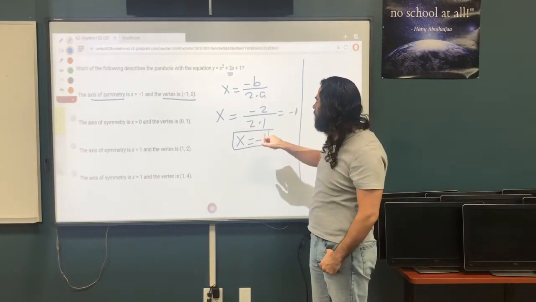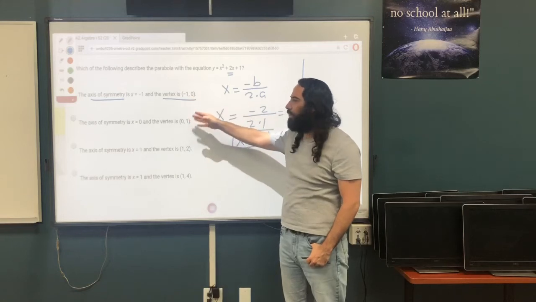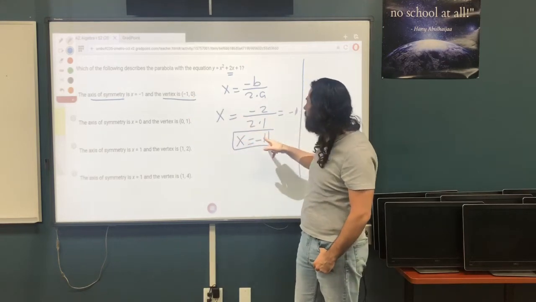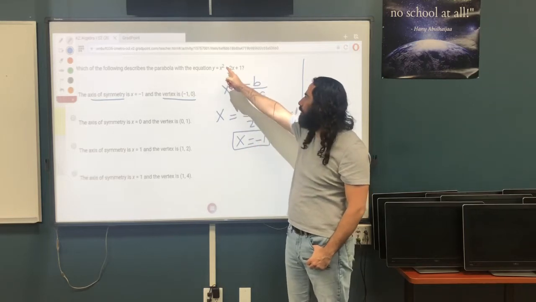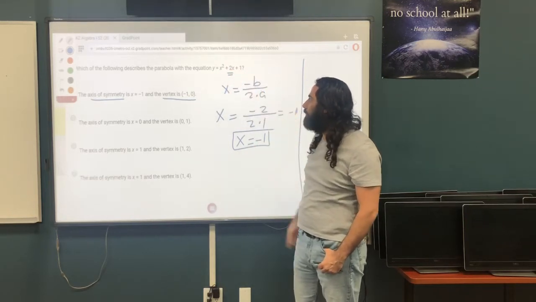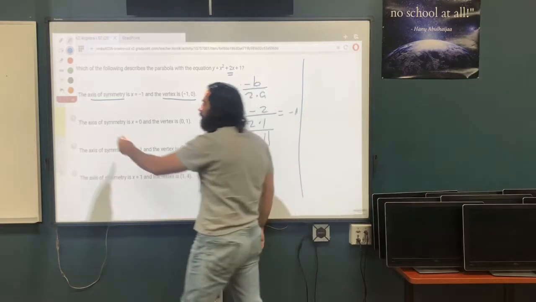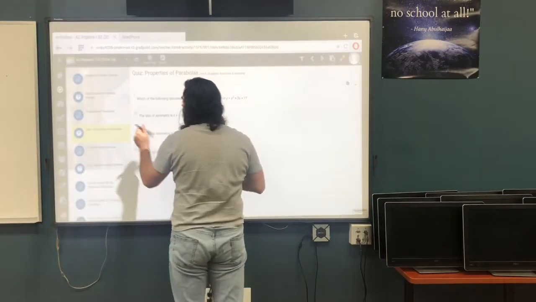All you need to do, let's say if you had two negative 1s and the y is different, all you need to do is plug it in and you'll find the y. So it's going to be negative 1 squared plus 2 times negative 1 plus 1. And the answer will be 0. That's the answer for the first question.